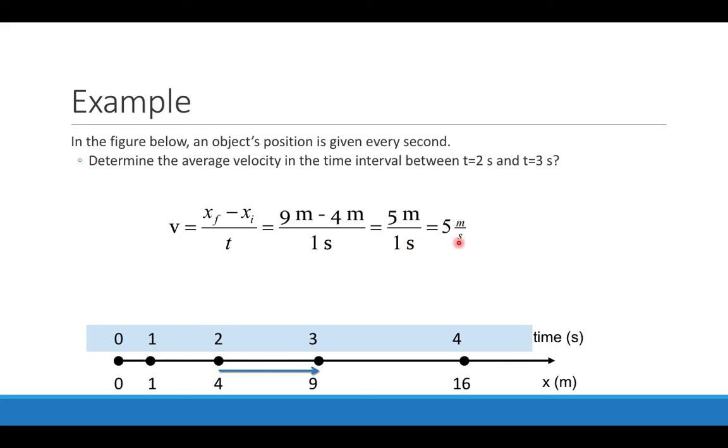So over the interval between 1 second and 2 seconds, the average velocity was 3 meters per second. Now over the next interval of time, it's 5 meters per second. So the speed of this particular object is not constant.